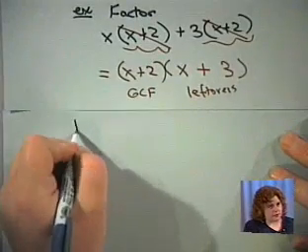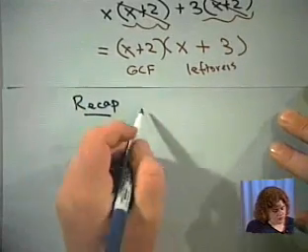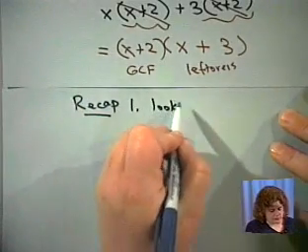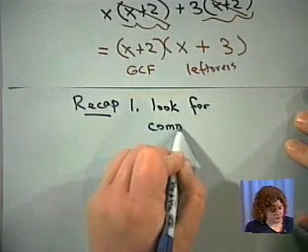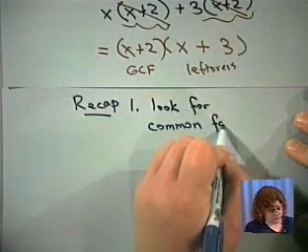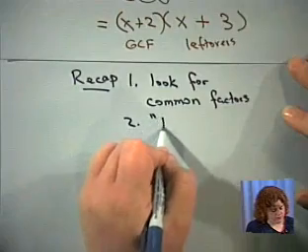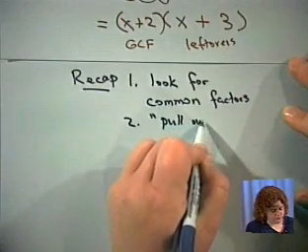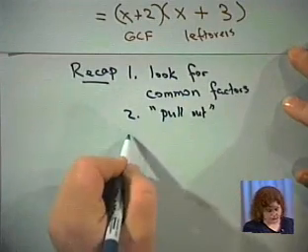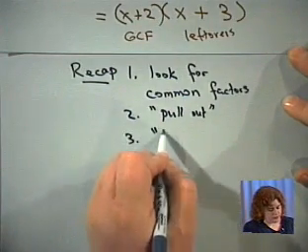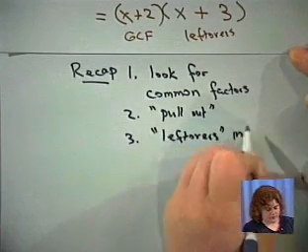To recap on this one, we're first of all going to look for common factors. Then we're going to pull out the common factors, and that may happen in stages, that's fine. And finally, we're going to put the leftovers in parentheses.